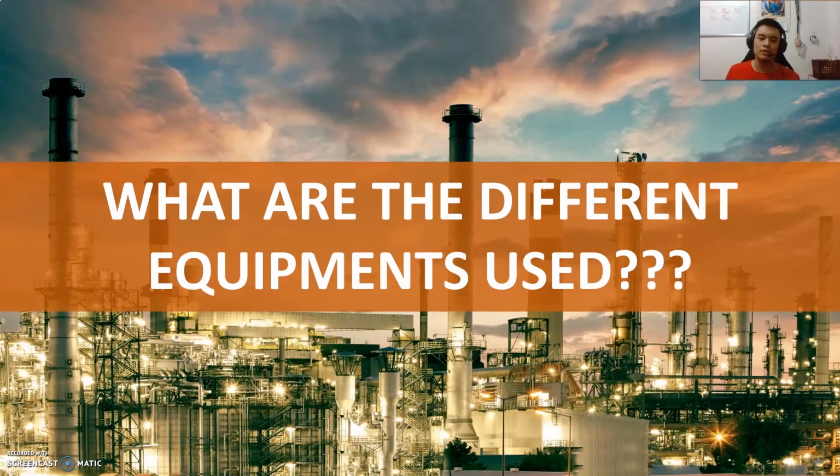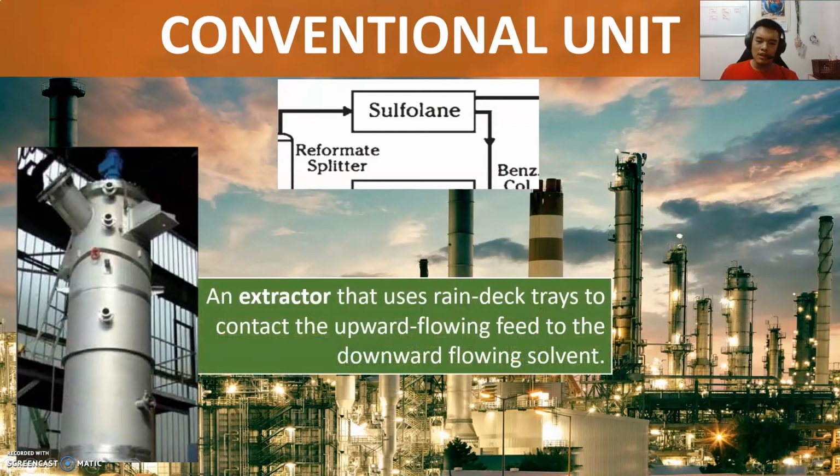When discussing the process, we talked about extractors, strippers, and so forth. But specifically, what are the different equipments used in the sulfolane process? Well, there are two types of units, the conventional unit and the extractive distillation unit. They are still the same sulfolane process, but a different configuration.